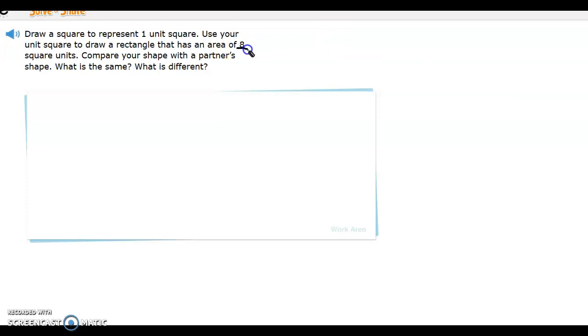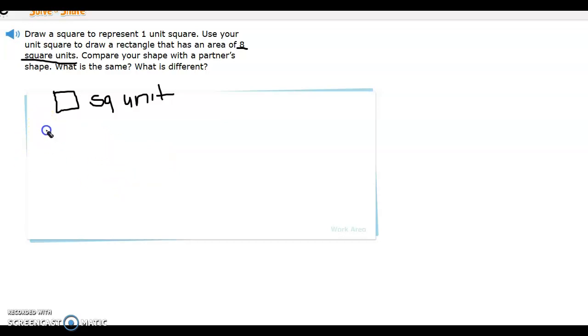So I am going to draw a rectangle that has an area of 8 square units. And then I want you to draw one that looks different. So here is my example for my square units. This is what they're going to look like. And you can write this down on yours as well. You'll end up writing 2, so make sure you have space.